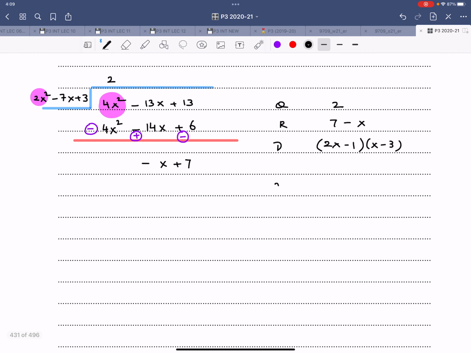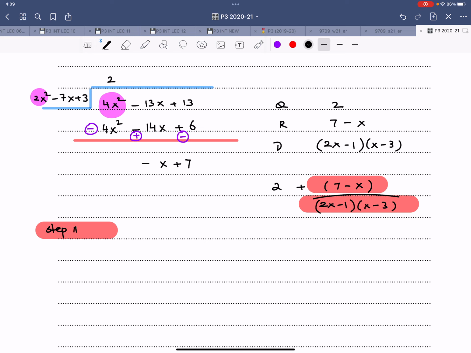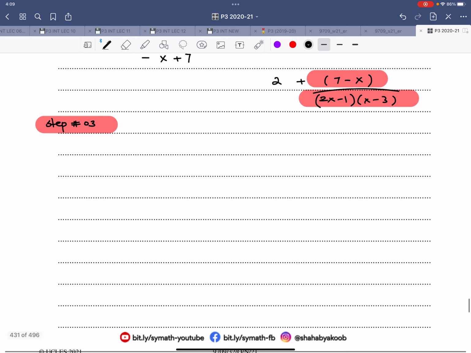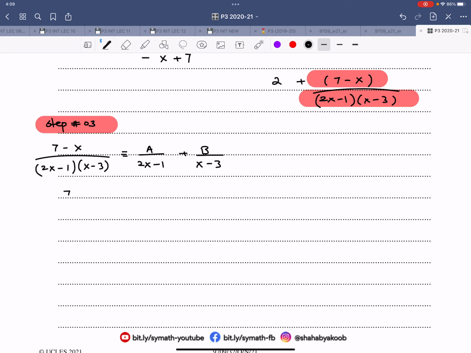Therefore this is 2 plus 7 minus x divided by 2x minus 1 and x minus 3. Now this is what partial fraction is all about. So that brings us to step number 3. 7 minus x over 2x minus 1, x minus 3 is identical to a over 2x minus 1 and b over x minus 3. And 7 minus x is identical to a times x minus 3 and b times 2x minus 1.